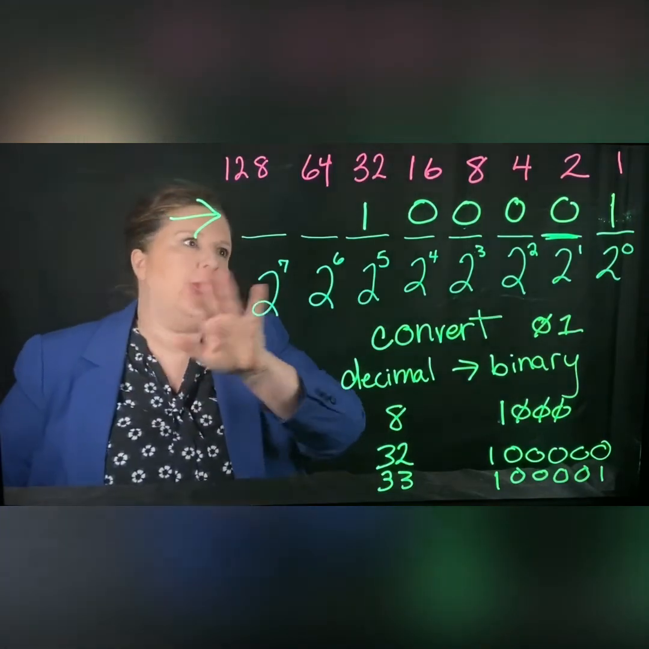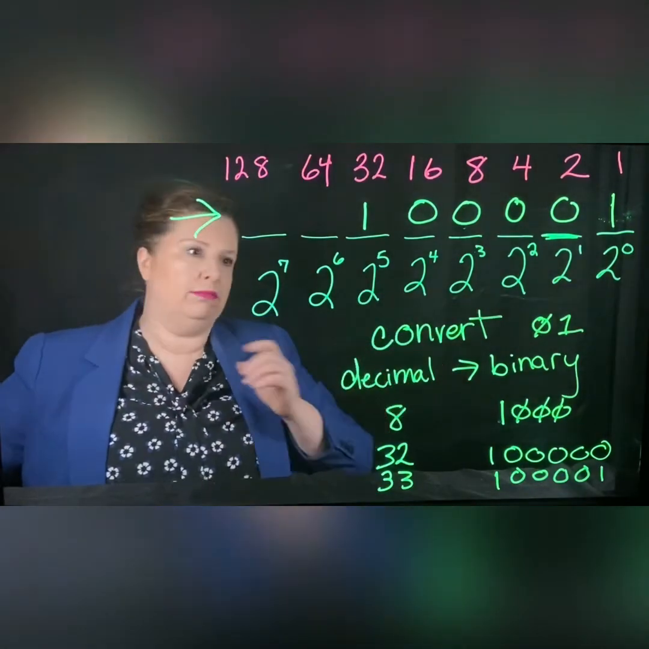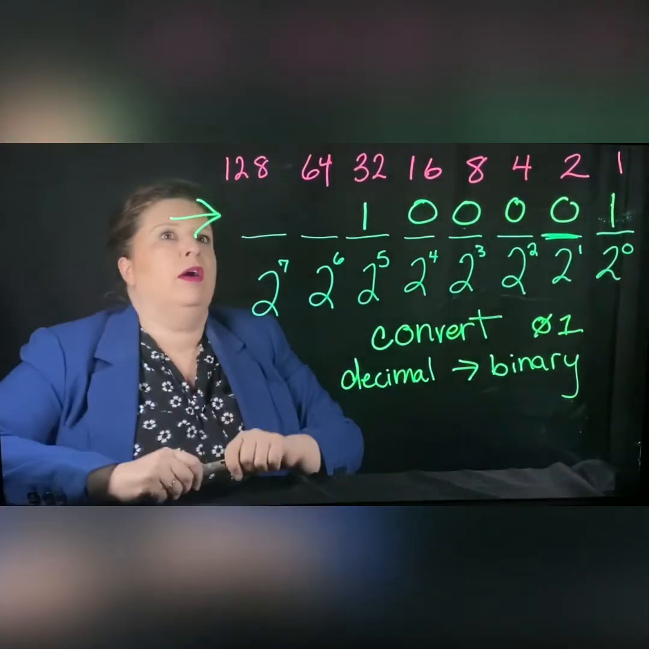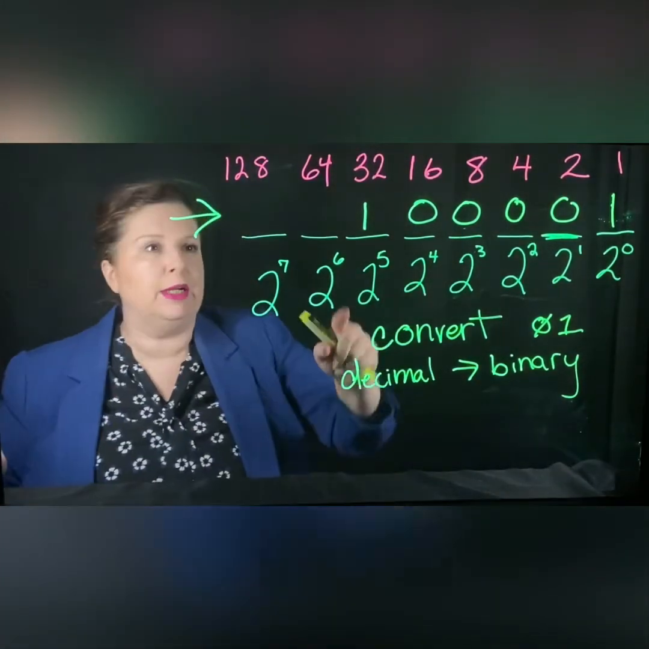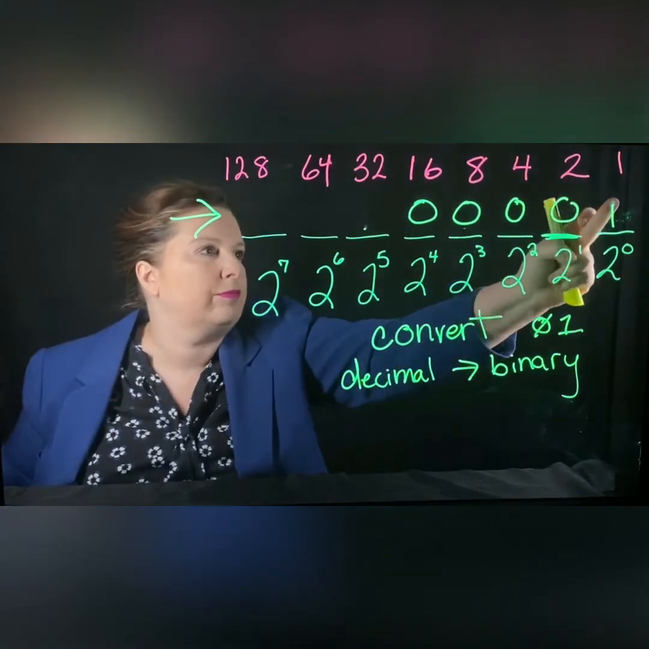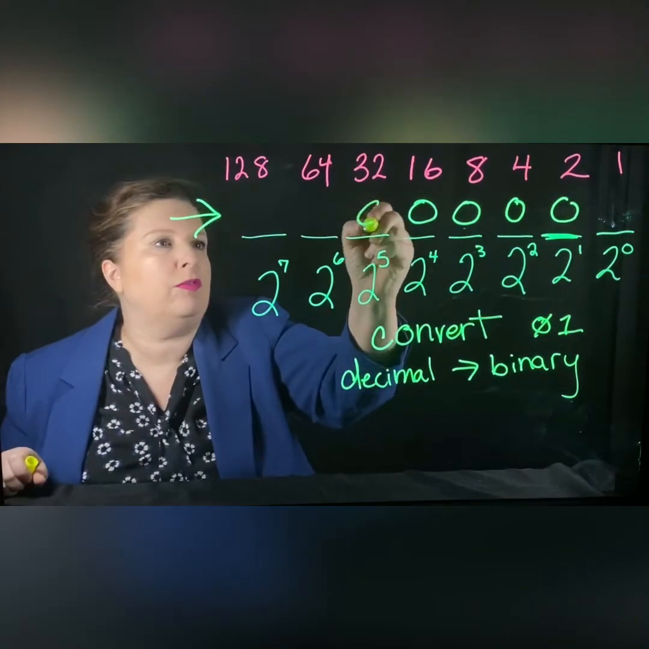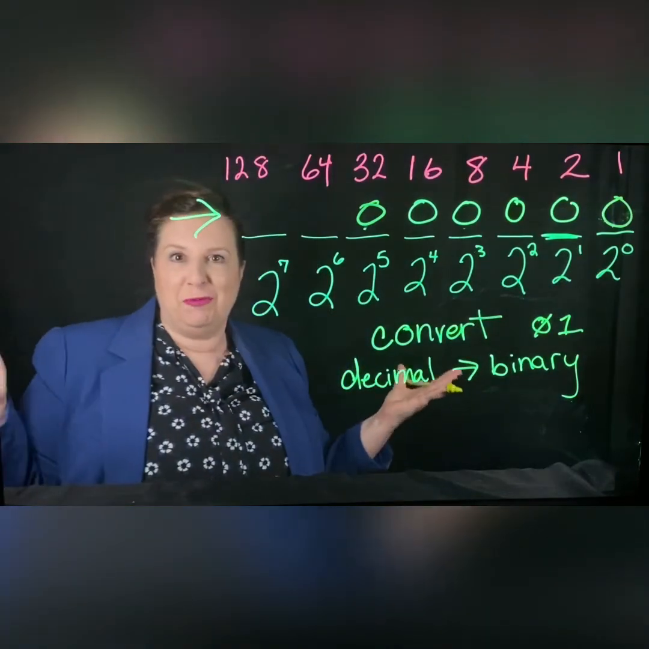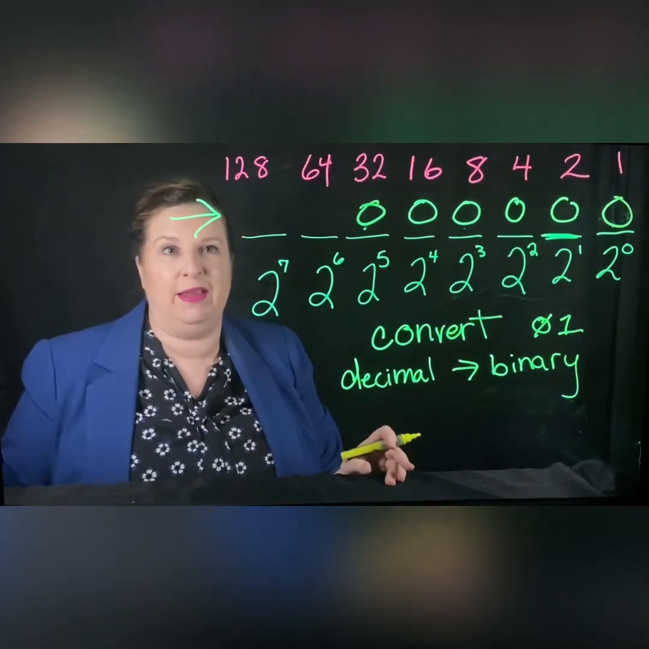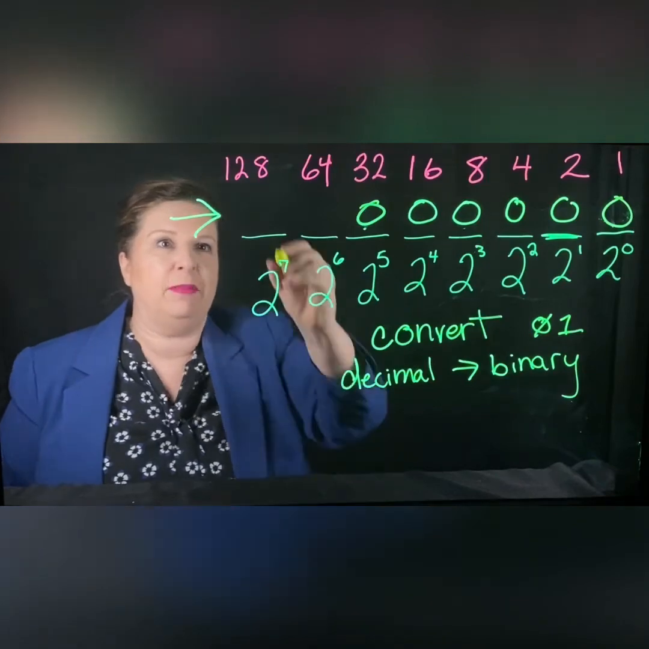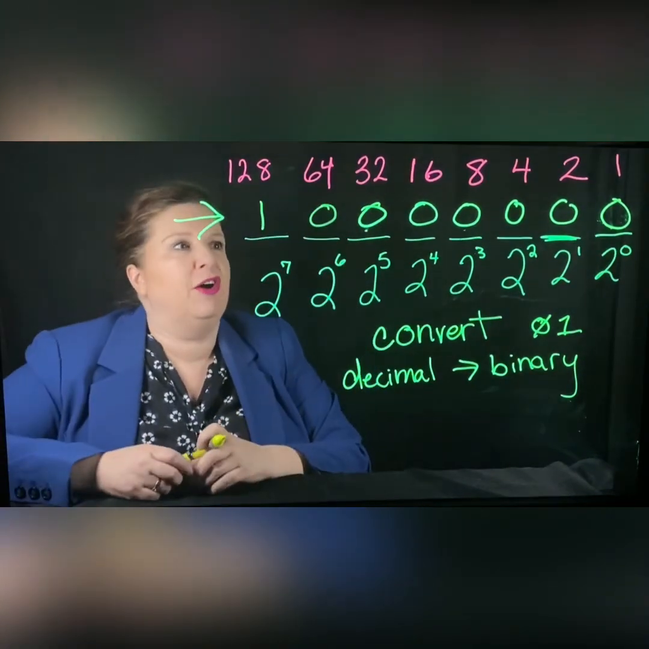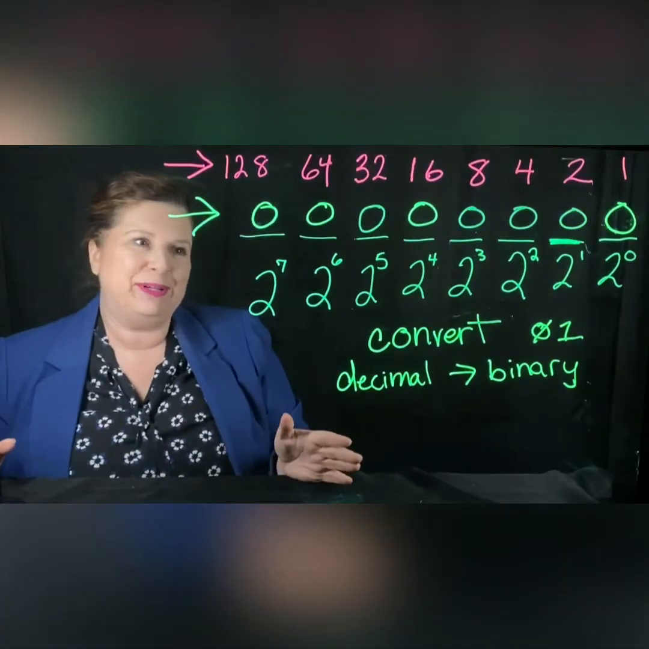Let's go ahead and do a few more. Why not? Okay, so let's do 128. We'll put our zeros up here, and where do I need to have my bit on? I need to have my bit on at 128. Right?